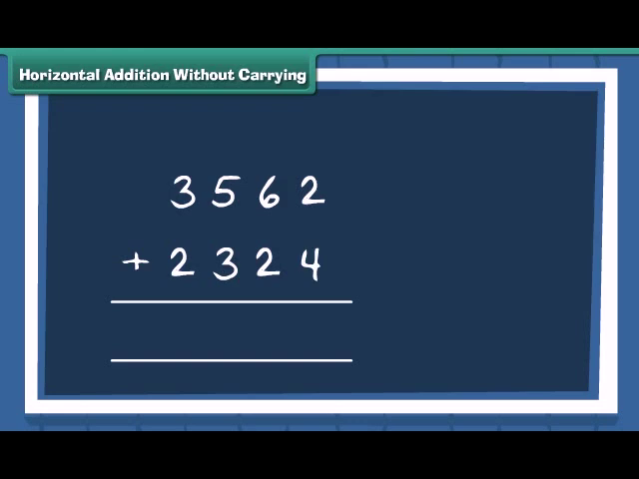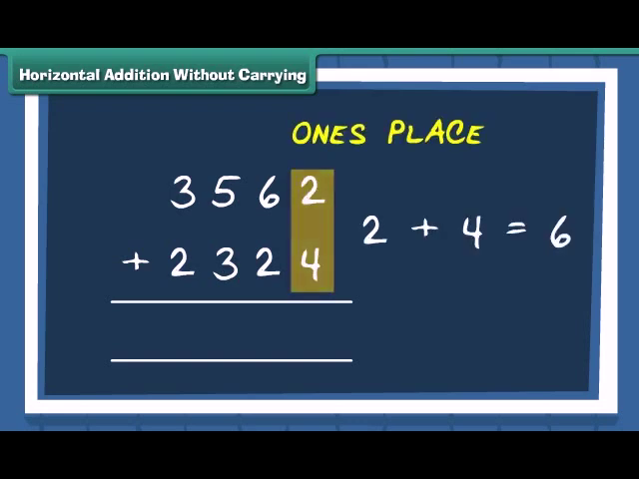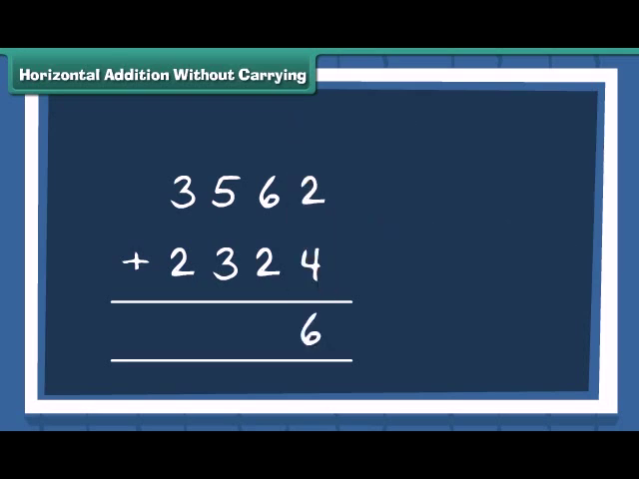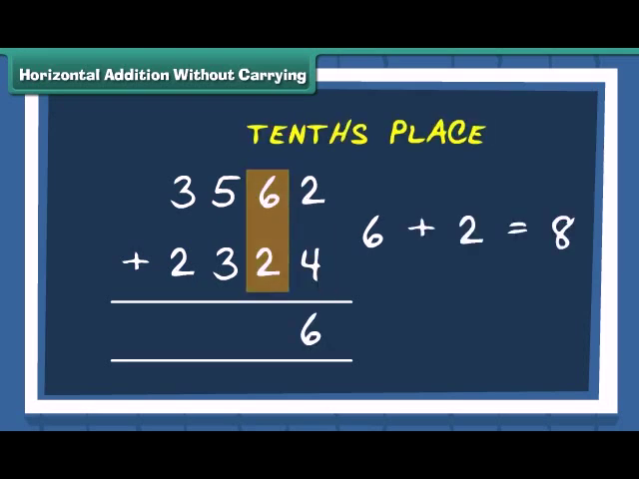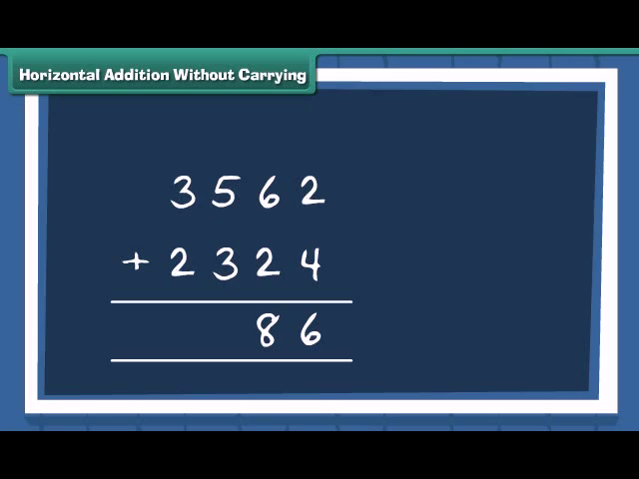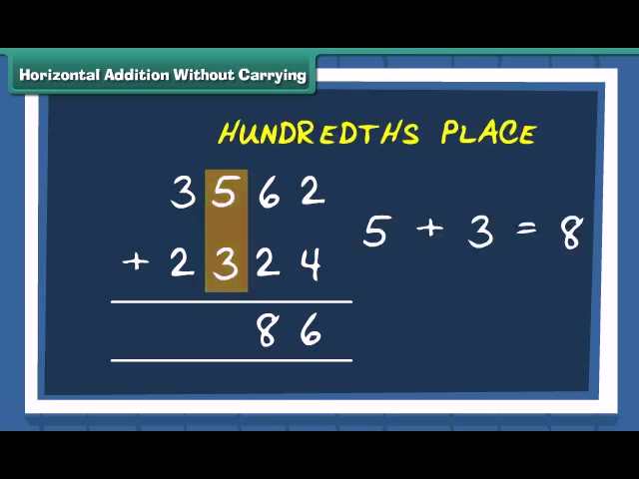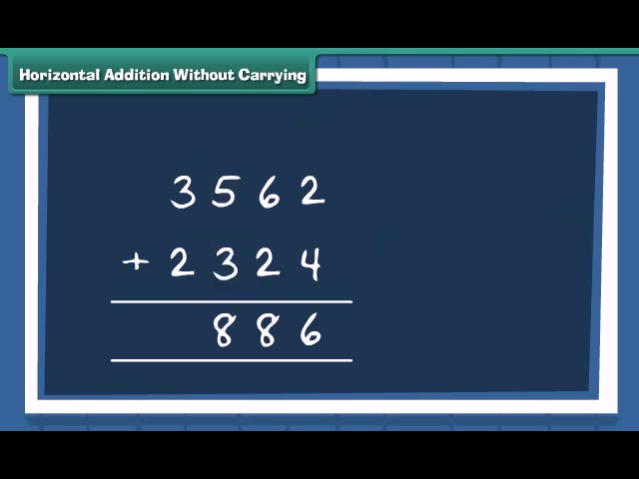Now we first add numbers at ones place. Next we move to numbers at 10th place. Then add the numbers at hundredths place, and finally the numbers at thousands place are added. Thus, sum of 3562 and 2324 is 5886.